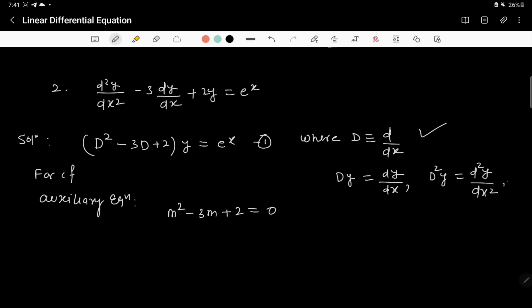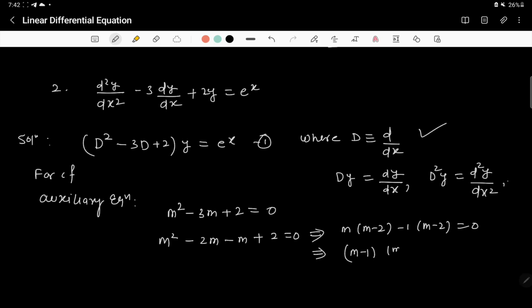So what are the roots of this equation? It is a quadratic equation in m, so we can write m square minus 2m minus m plus 2 equal to 0, which implies (m minus 1)(m minus 2) equal to 0. So we have m equal to 1 and 2. So two real and distinct roots.